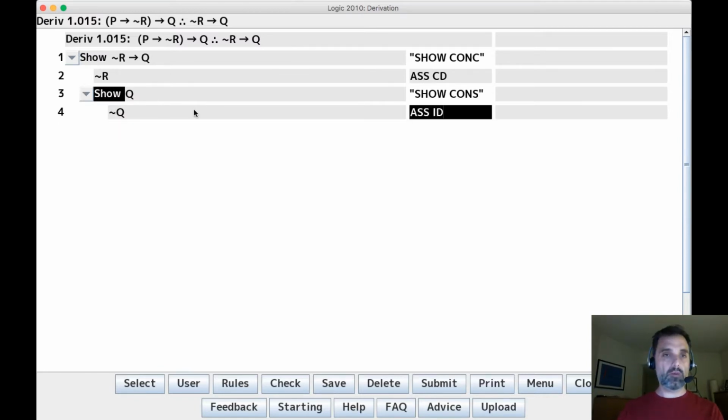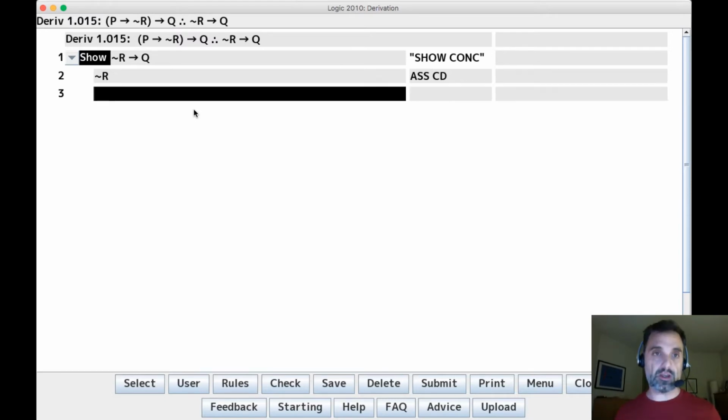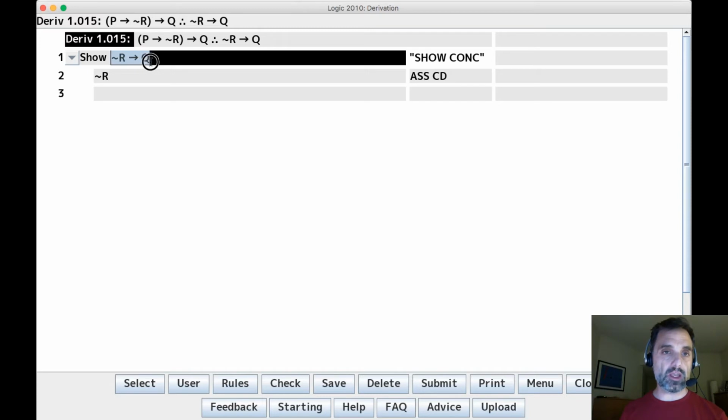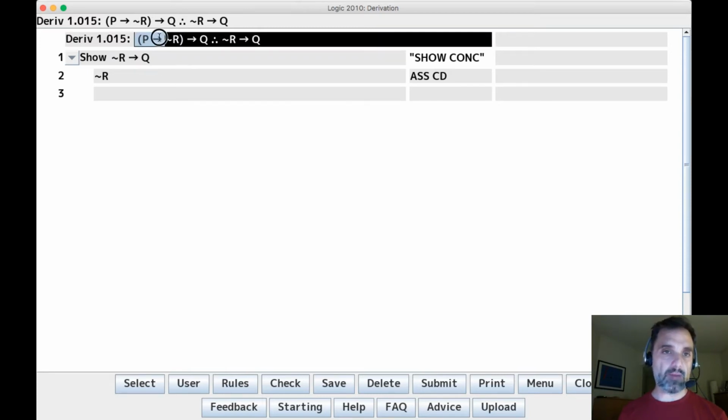But we might realize we don't need to do that. If we look at our derivation, what we say is, okay, we want to get Q, right? If we get Q, we can box and cancel with CD. And we look at the premise, and we say, aha, the premise is a conditional, and its consequent is Q. So if we had the antecedent of the premise, we could do modus ponens, then we'd get Q, and then we could box and cancel with CD. So it would be nice to get the premise.